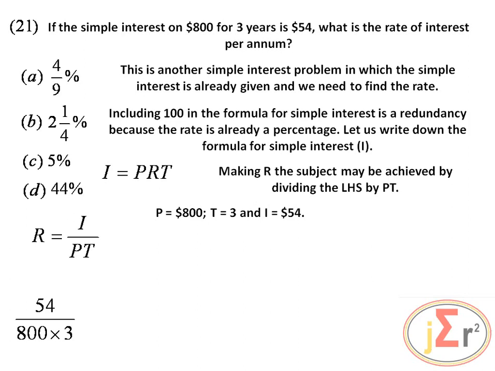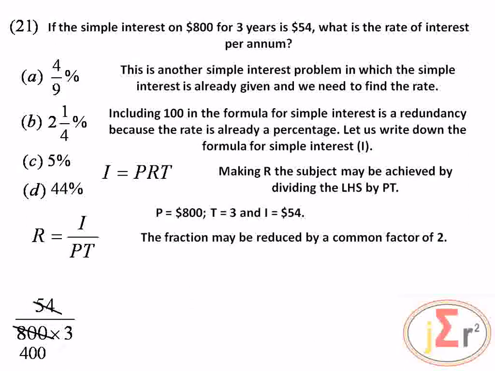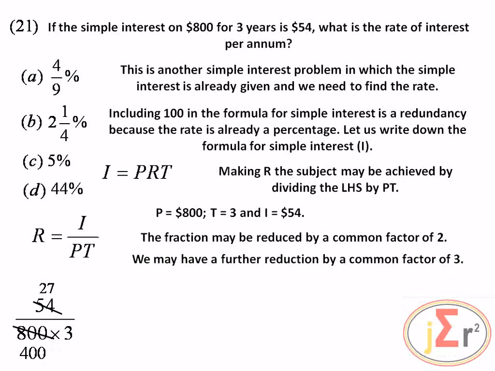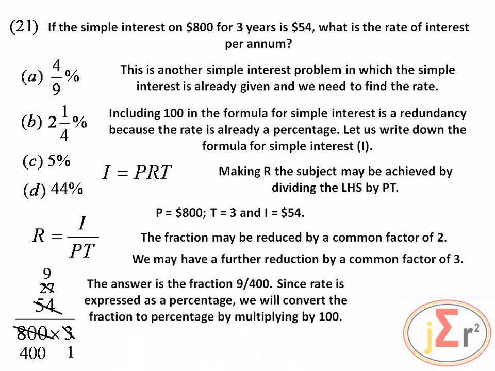Making that substitution and simplifying, the fraction may be reduced by a common factor of 2. 27 over 400. We may have a further reduction by a common factor of 3. 3 into 27 is 9. The answer is the fraction 9 over 400. Since rate is expressed as a percentage, that is the rate that we have right there.